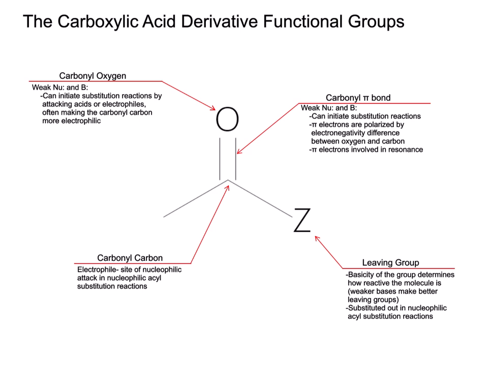To the left of this, we have the carbonyl carbon. As is the case with all carbonyls, the carbonyl carbon is electrophilic, and this is the site that is going to be attacked by a nucleophile. We also have the carbonyl oxygen as well as the carbonyl pi bond. We can treat these as regions of excess electron density with the lone pairs on the oxygen and the pi bond on the double bond. As such, they can also act as weak nucleophiles and bases, and both of those sites can initiate substitution reactions by attacking acids or electrophiles. A lot of times we do this to make the carbonyl carbon more electrophilic.